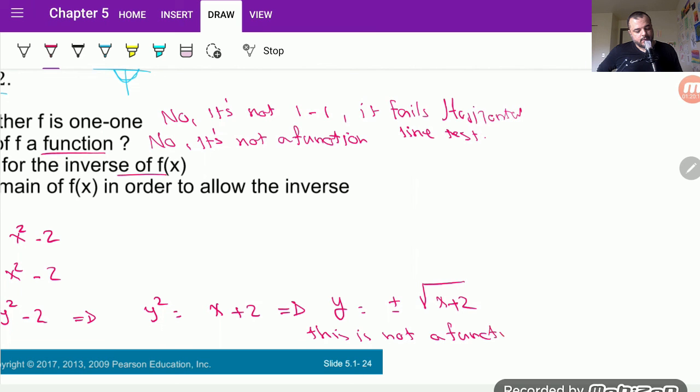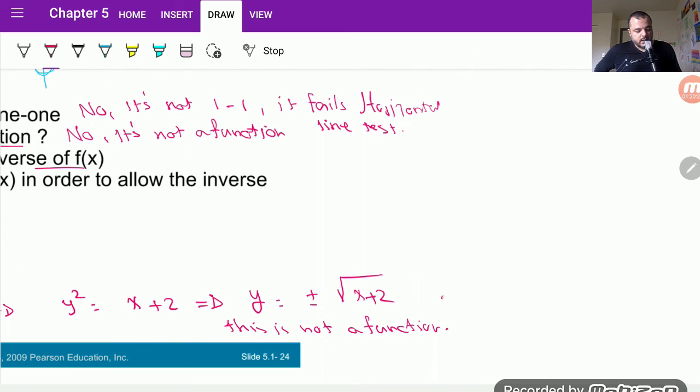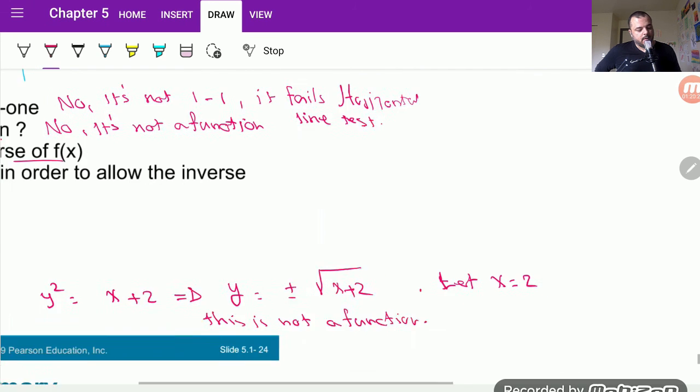And this is the inverse relation now. The inverse relation, it's not a function. Why is it not a function? For example, let x be 2. Let x be 2. What do you get?